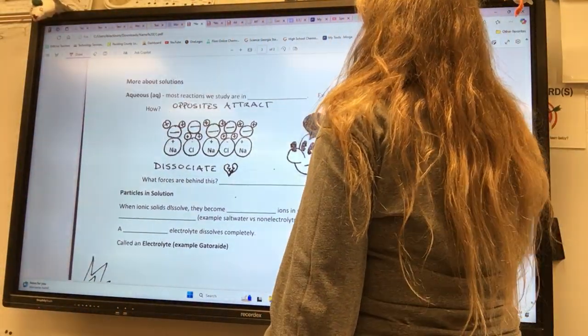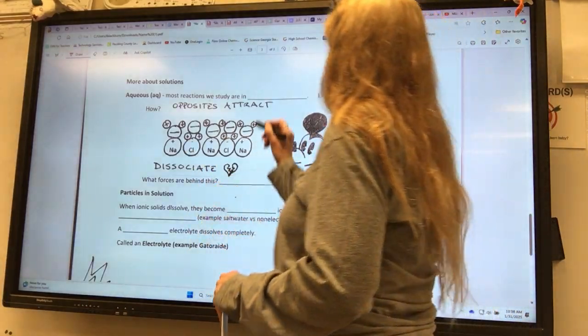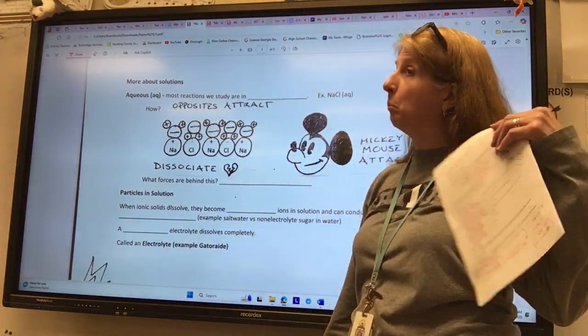Next, page 3, moving on right along. Okay, so more about solutions. Aqueous, or most of what we study, what's aqueous in?